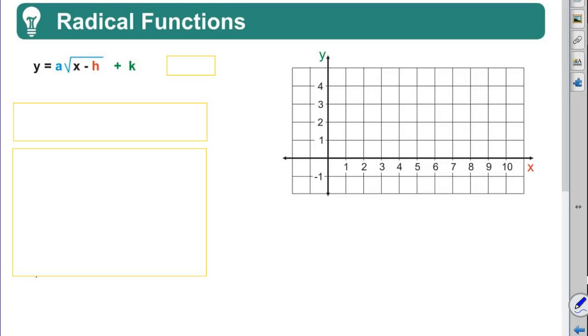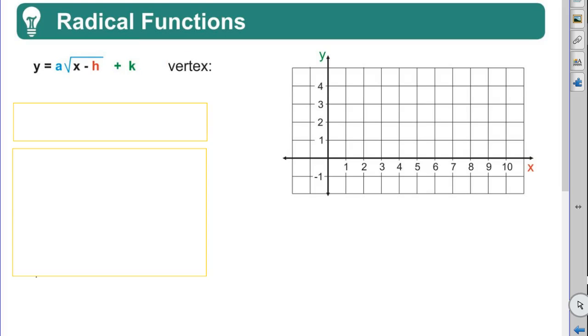All right, this is the radical functions quick review. Remember, it all starts with the pattern, and it's important that we understand the pattern. The A value is going to tell you how steeply the curve increases. It will also tell you whether there's a reflection.